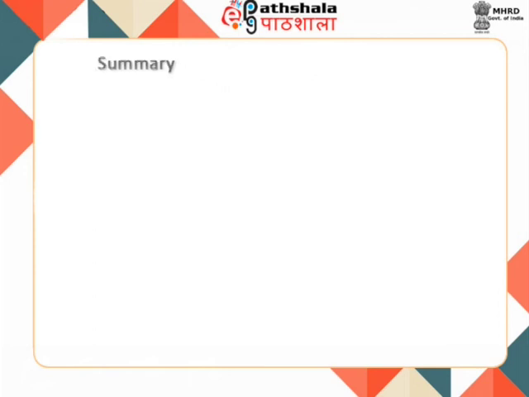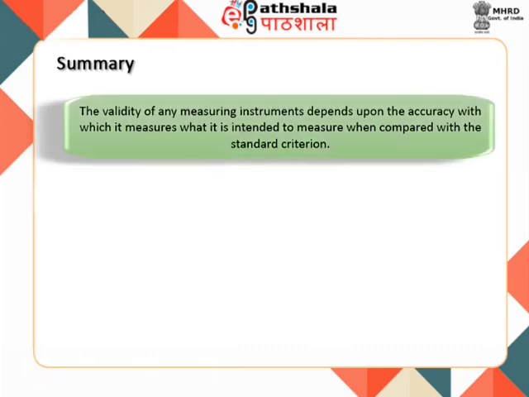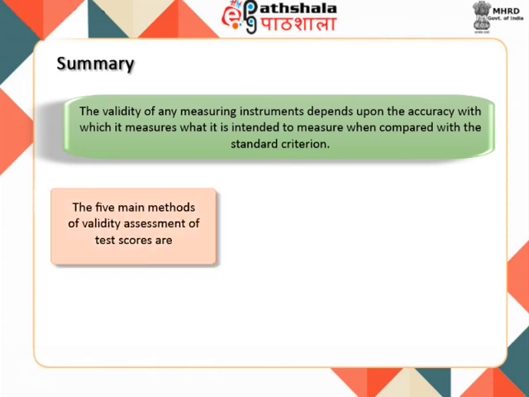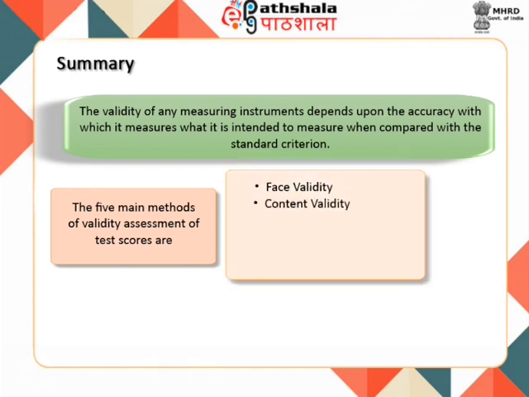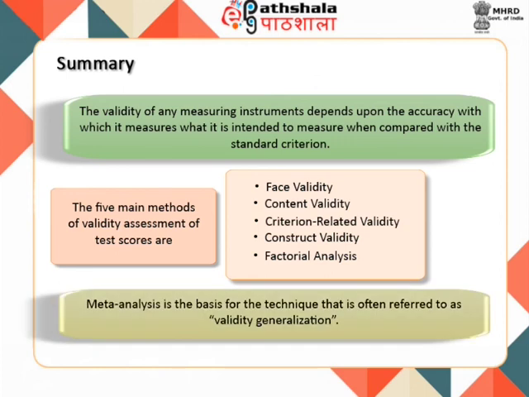Let us now summarize what we have learnt in this module. The validity of any measuring instrument depends upon the accuracy with which it measures what it is intended to measure when compared with the standard criterion. The five main methods of validity assessment of test scores are face validity, content validity, criterion related validity, construct validity, and factorial analysis. Meta-analysis is the basis for the technique that is often referred to as validity generalization.